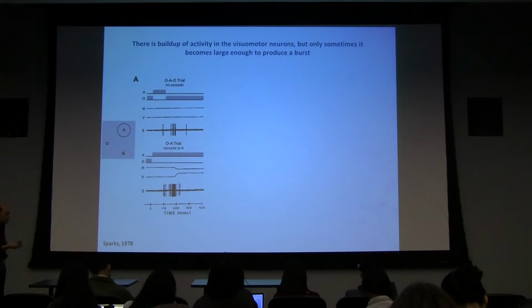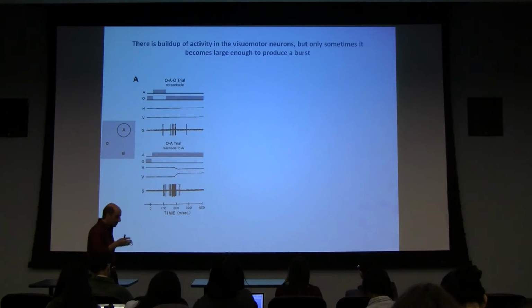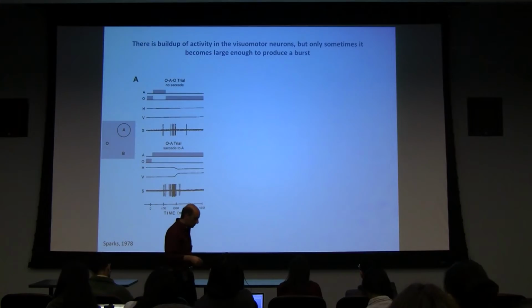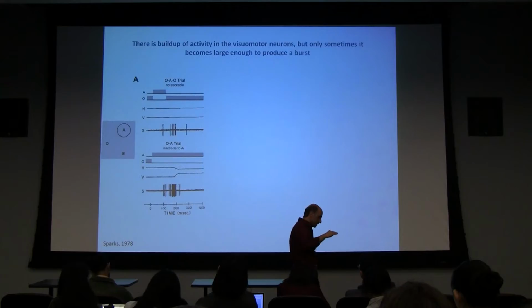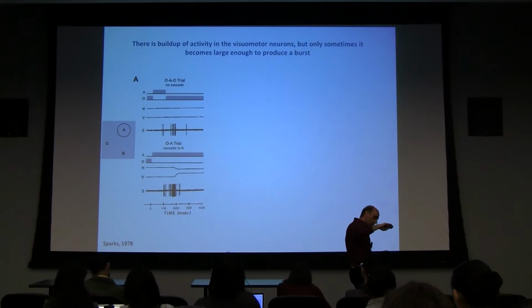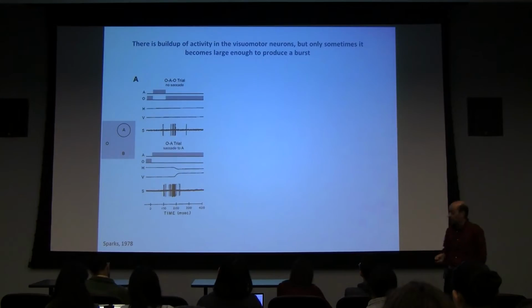That there is this buildup of activity, and when the buildup of activity reaches a high level, you make a movement. If you have the buildup of activity but it doesn't reach this high level, the animal doesn't make the saccade. So analogous to our idea that there's this rate that's rising and it's got to reach a threshold before a movement is being made.